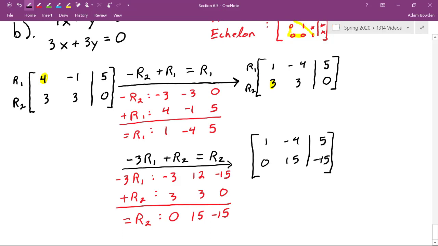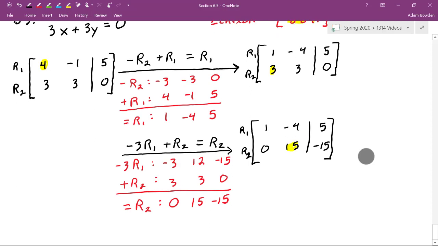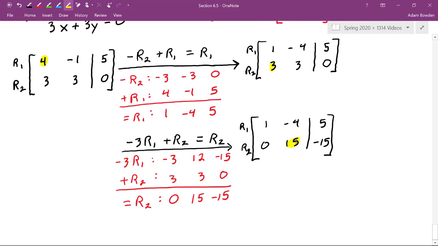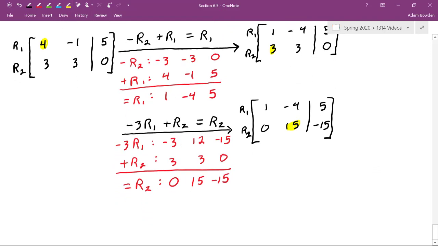So now we are getting closer to row echelon form. The next step is to get the diagonal ones, so that 15 down in that side here needs to turn into a 1. The easiest way to take the 15 and turn it into a 1 is to divide it by 15. In row operations, that would be the same as multiplying the row by 1 over 15. So 1 over 15 times row 2 to get us a new row 2.